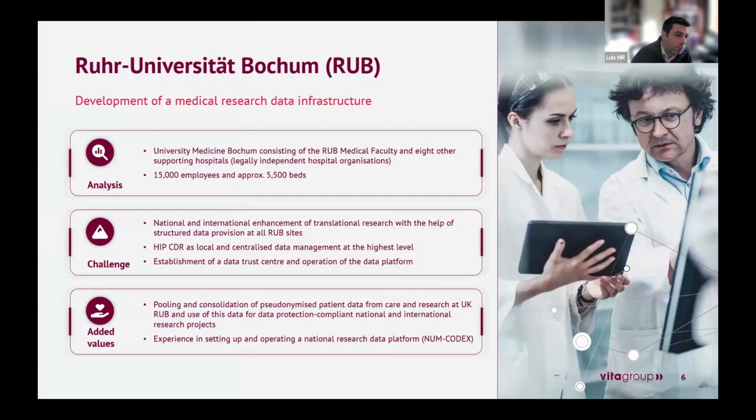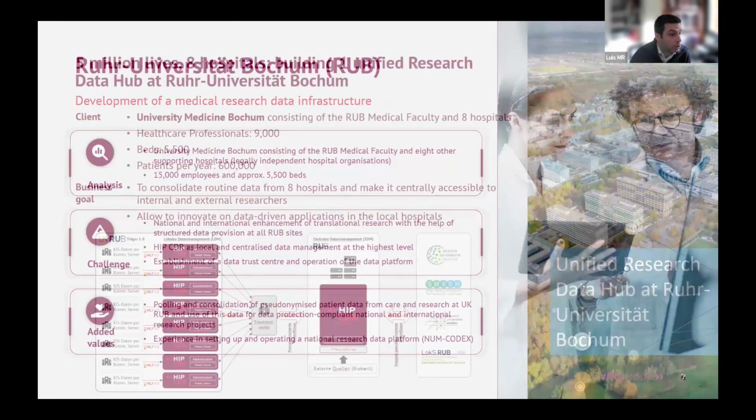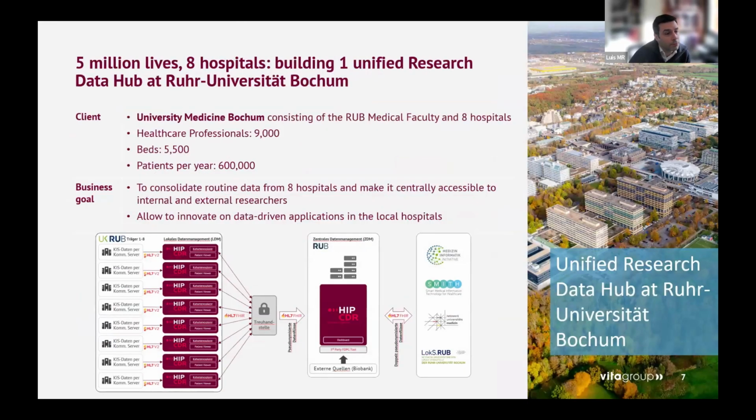Ruhr-Universitat Bochum is a hospital with 15 employees and approximately 5,500 beds. And the challenge was to enable research in compliance with the German law, to be able to connect to the German medical informatics initiatives, which act as research networks across many hospitals in Germany at the national level. To that end, we also need to enable patient consent, and that was done with FHIR.